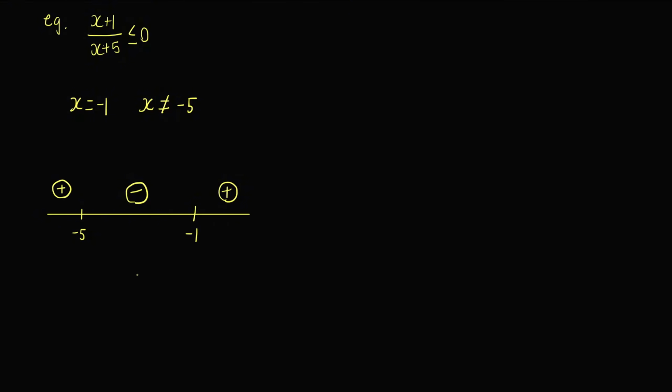Therefore, the answer to this question will be in between negative 5 and negative 1 because we're looking for when it's less than or equal to 0. So the answer will be including negative 1, and excluding negative 5. Oh yeah, I forgot, but you should also write x is an element of, whereas x is equal to whatever. If this was just greater than 0, it would actually be excluding, right? So this would be like this.